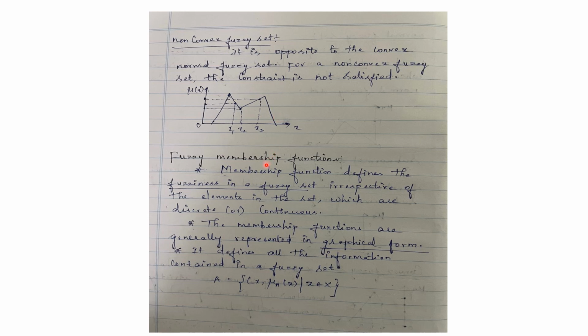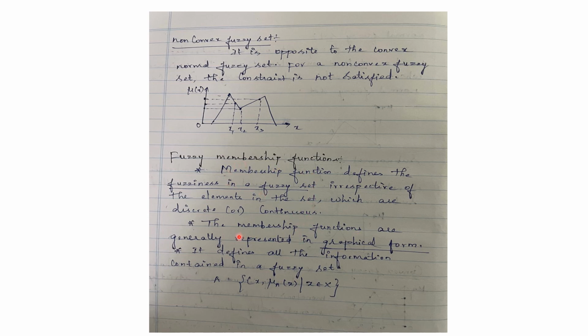What is meant by fuzzy membership function? Already we have gone through that, but once again I am repeating here. The fuzzy membership function defines the fuzziness in a set irrespective of whether the elements in the set are discrete or continuous. The element may be a discrete value or a continuous value, that does not matter here. For any type of value you can find the fuzziness for a particular value in that set. So that is the fuzzy membership function.